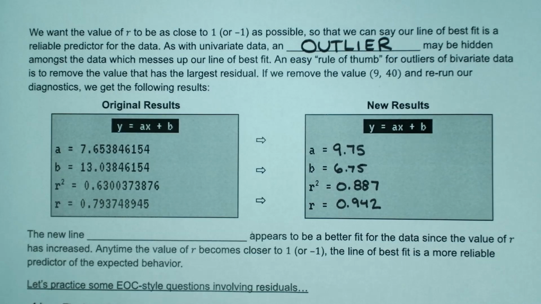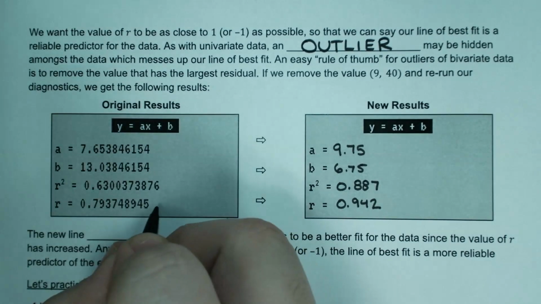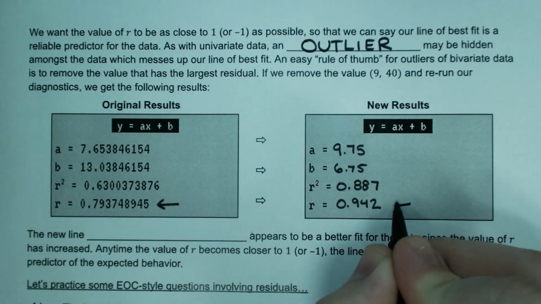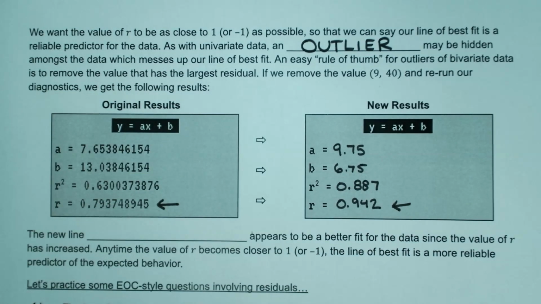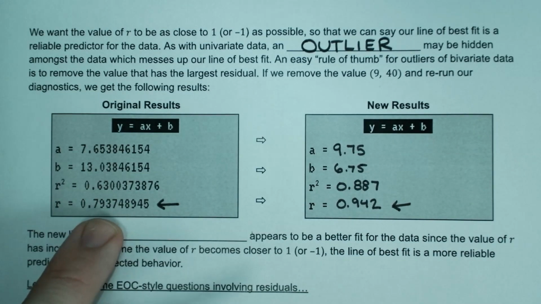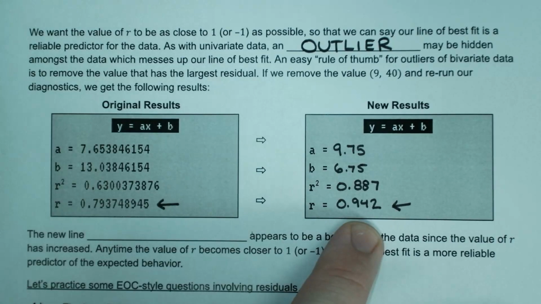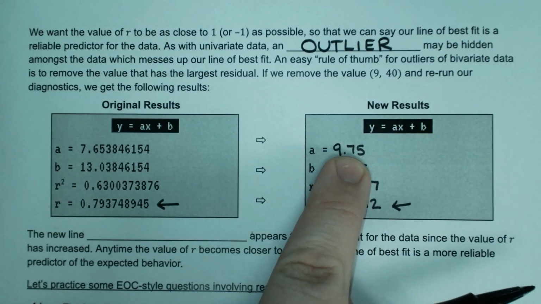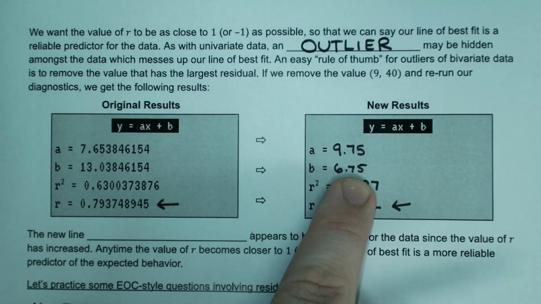So what's the big deal with all of that? That last number, r. Originally, it was 0.794. Now it's 0.942. What that essentially means is our line used to be only about 79% accurate. Now it's about 94% accurate. It's a much closer fit. So without Meg's information, the line y equals 9.75x plus 6.75 fits this data better.